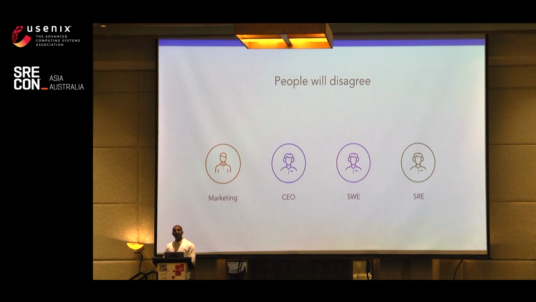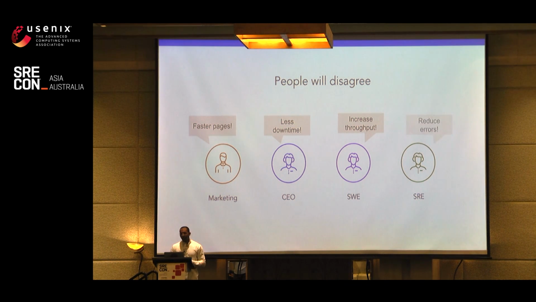Now, people will disagree about which of these to prioritize. In marketing, they might say, we want faster pages because we know Google pays attention to that now. The CEO may say less downtime, thinking about the contracts and the SLAs. Software engineer may think increase throughput because I want to see if I can really crank with my software. And then SRE is of course going to say reduce errors. We want to have fewer user visible errors, and we want to have fewer SRE visible errors.